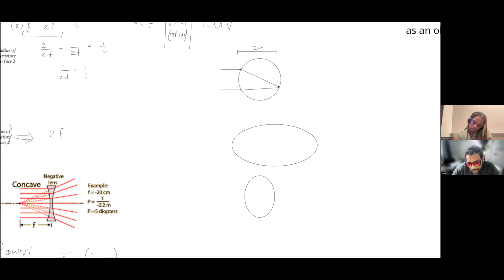Now, if your eye is longer than 2 centimeters, the light rays end up converging in front of your retina, which gives you a blurry image. So how could we remedy this?